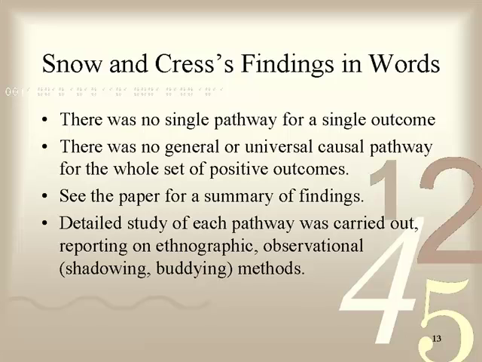There was no general or universal causal pathway in these American cities for the whole set of positive outcomes. Even when you put all these four things together, rights and representation, which are all good for homeless people, there was no general model that they could achieve or wanted to achieve. So you have to see the paper to get the detailed findings. Hence, I brought a copy.